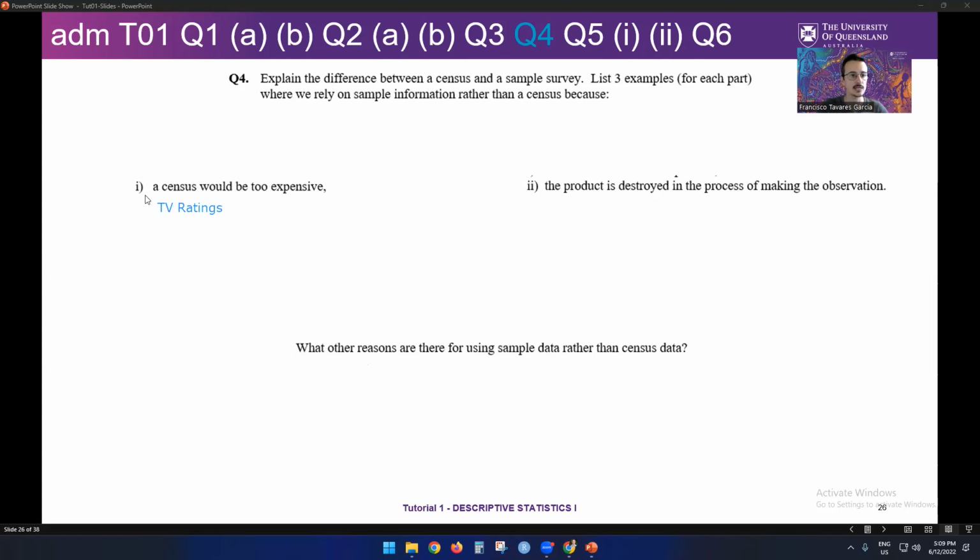I like the answer here. So a census would be too expensive to do TV ratings. True. If you would like to measure exactly an amount, let's see how many people are watching, and you need to look right now. I want to look at everybody for every TV, this is what they're watching right now, and then you're calculating the TV ratings. It's a little bit too much work.